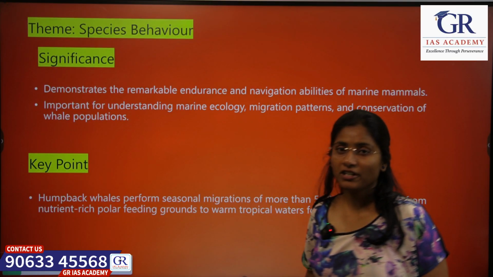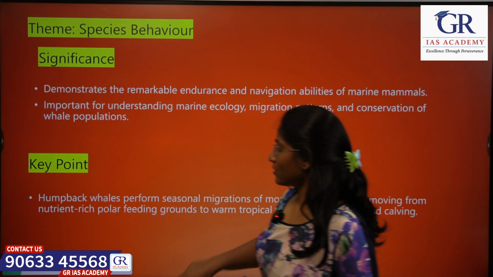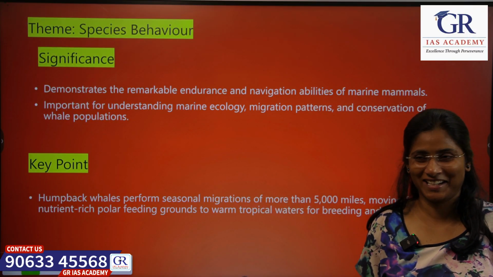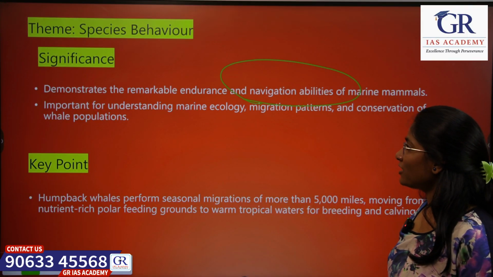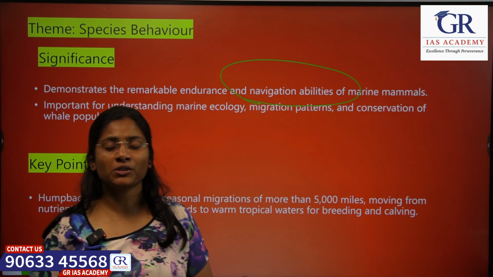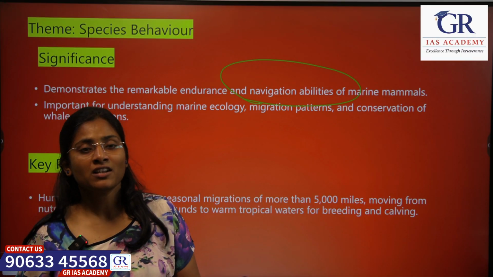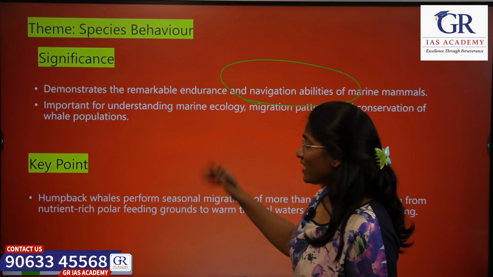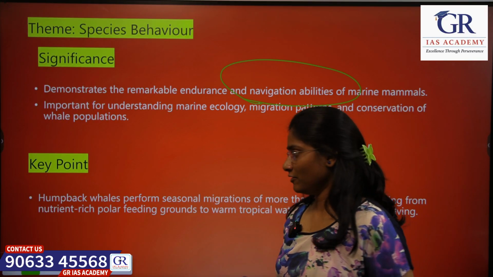And then what is their importance? They have exceptional navigational capabilities. They use Earth's magnetic field like a compass. Who does that? We can't do that, right? So they have exceptional capability to travel using Earth's magnetic field. And to conserve the whale population, it is very important to understand their behavior in terms of migration, feeding, and mating. Every behavior gives us some idea how to conserve them. So that is the importance of understanding the behavior of our whale.